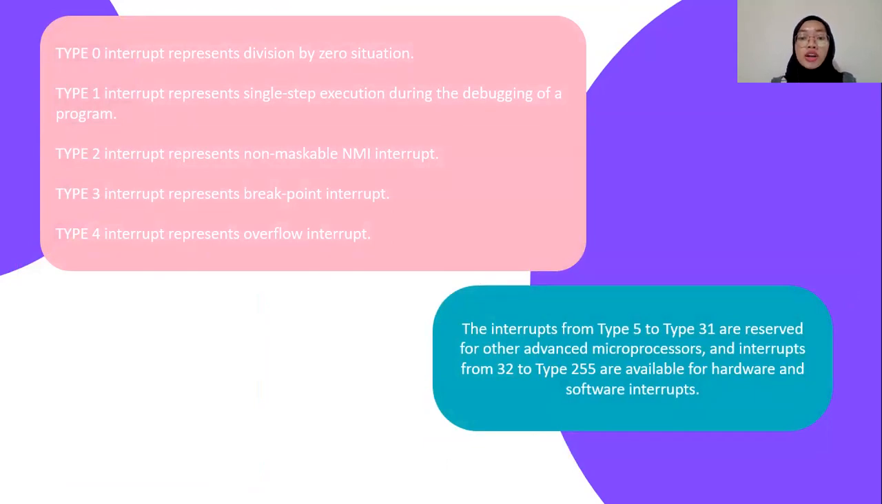Other than types 0 to 4, we have interrupt types 5 to 31, which are reserved for other advanced microprocessors, and interrupt types 32 to 255 are available for hardware and software interrupts.